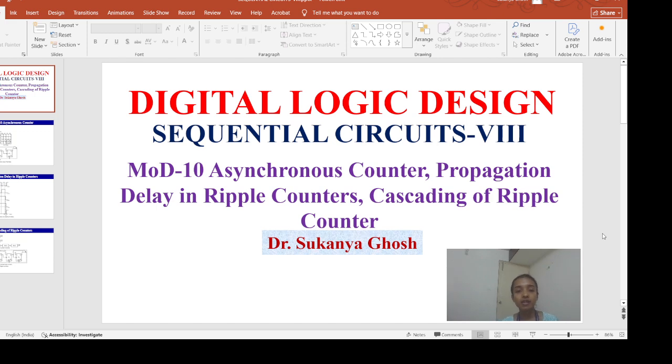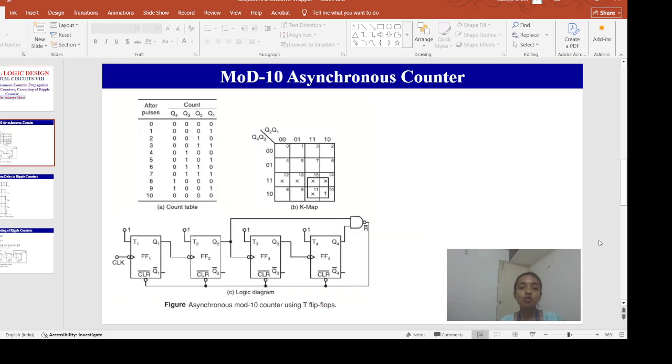So previously we have already seen the asynchronous counter and the operation of the up-down asynchronous counter. Now in this part we will see the mod 10 asynchronous counter, propagation delay in ripple counters, cascading of ripple counters and so on. So first today we will see the mod 10 asynchronous counter.